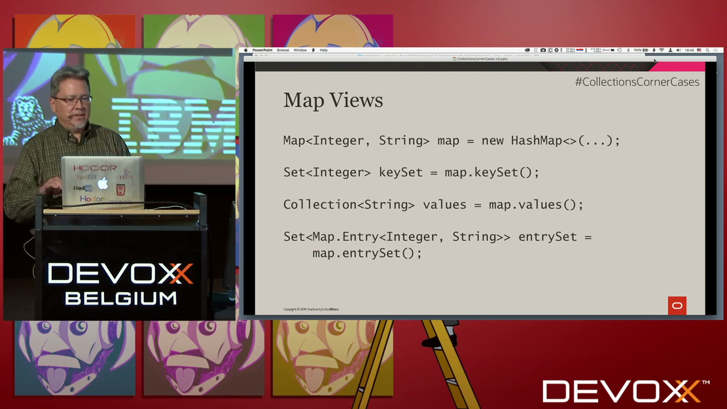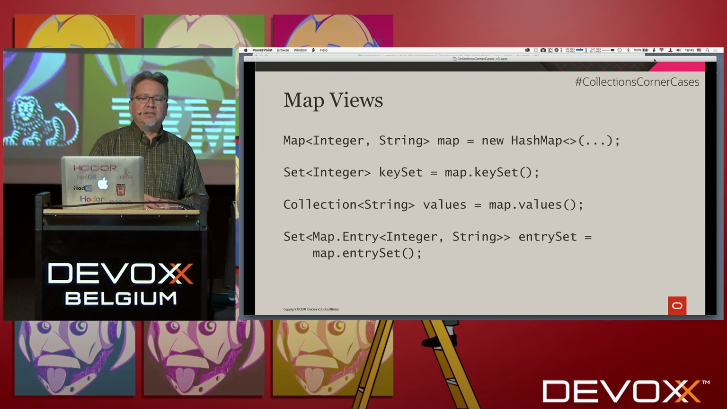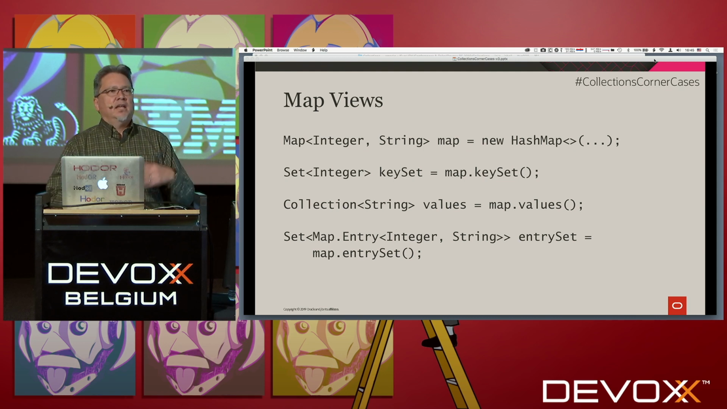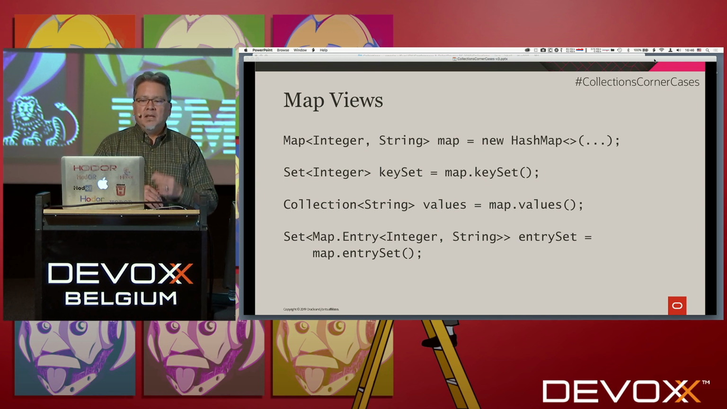So the first thing is a key set. We can call map.keySet, and that returns a set view of the keys of the map. Now, the keys of a map are unique, and so it makes sense for the view of the keys to be a set, because of course a set must contain unique elements.